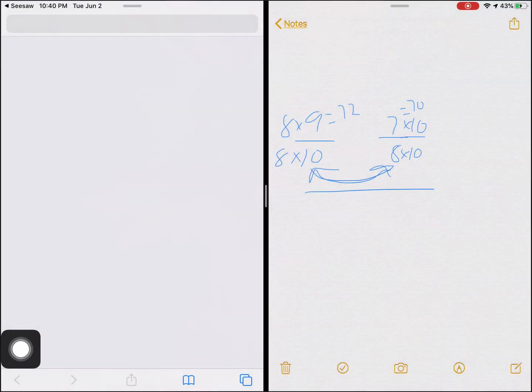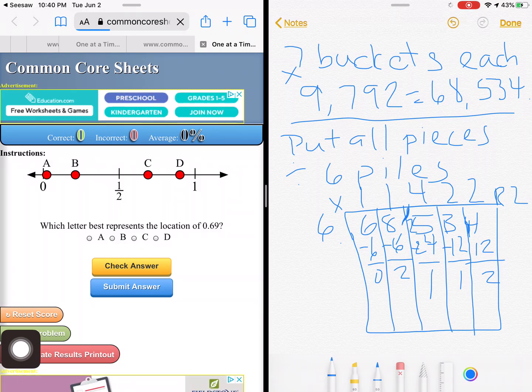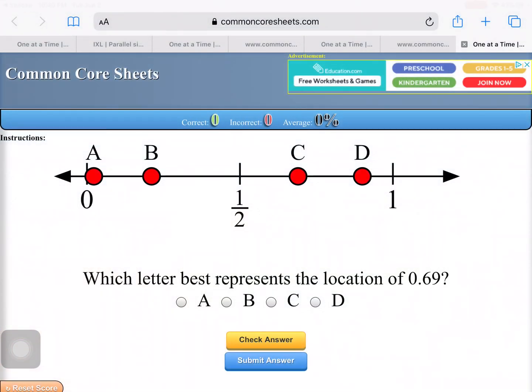The second one is finding decimals on a number line. And you are going to guess which letter is closest to a number. Oh, sorry. So it says, which letter best represents the location of 0 and 69 hundredths? So remember, half is 5/10. So I look in the tenths place, and this is 6. So is 6/10 going to be before or after the half?